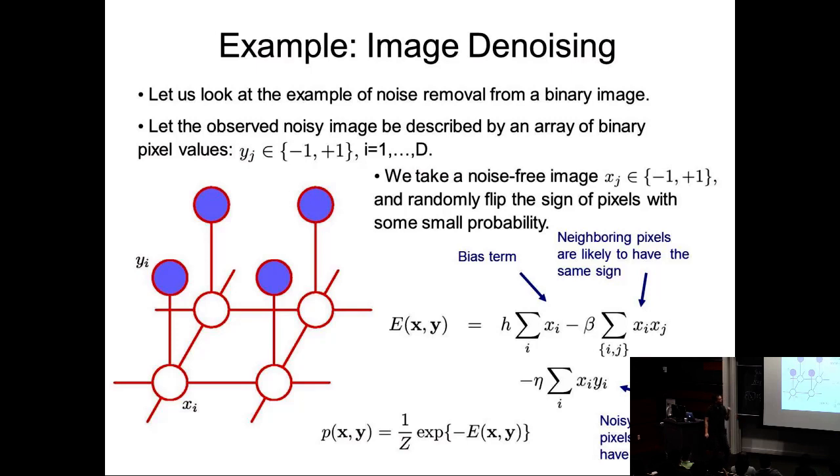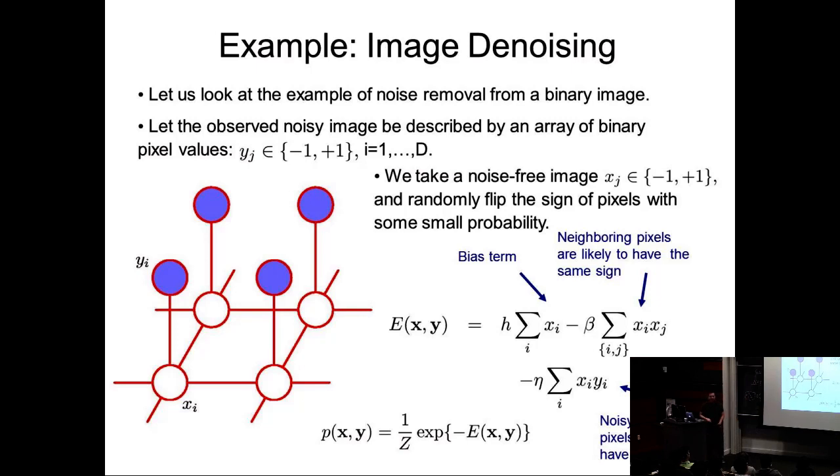Okay? So we can specify the energy function. So let's look at what this energy function would do. The first term here, xi xj, is basically saying neighboring pixels are likely to have the same sign, right? Because if both of them are positive or both of them are negative, then it will have higher probability, right? So this particular pairwise potential is basically saying I want neighboring pixels to have the same sign.